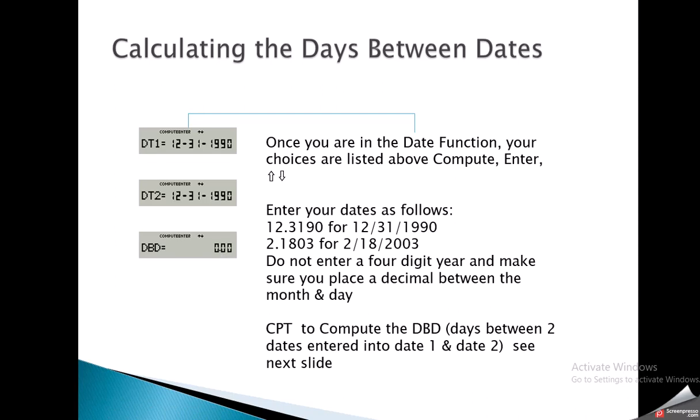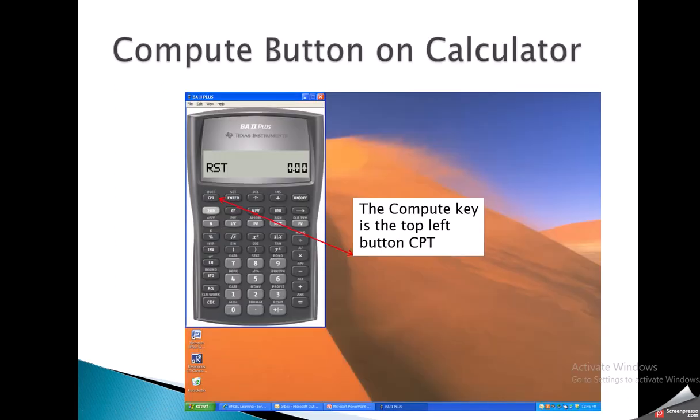Now, there could be problems where they say, okay, this company gets a loan on September 12th, and it's a 90-day loan. When is it due? If you have one like that, you would put in your September 12th in date 1. You would arrow past your date 2. Go down to your days between your dates, put in 90, and then push enter. Arrow back up to date 2, and then compute that. So it depends on what the problem's asking for, but you can play around with that date function.